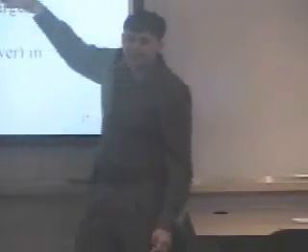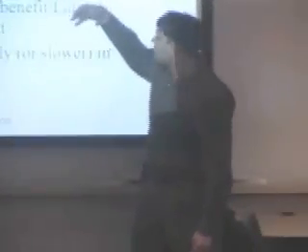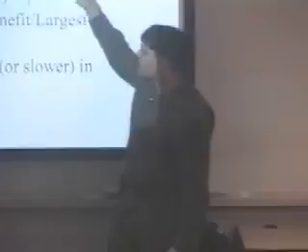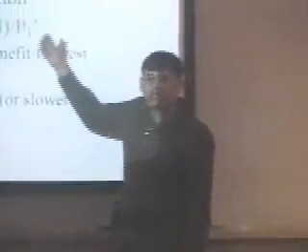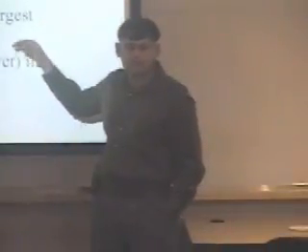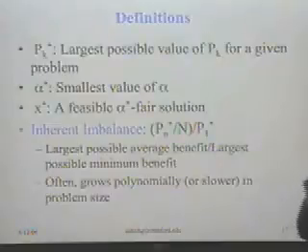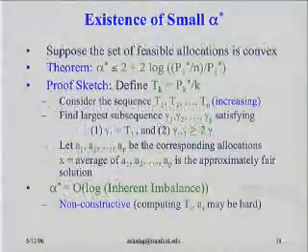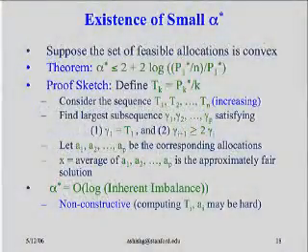So if you're a capitalist economy, you could have given everyone $10. If you're a socialist economy, the poorest person would have gotten $1. So you look at this ratio of 10 to 1, and that's your inherent imbalance. And that comes from the set S. The set S determines what the inherent imbalance is, and this often grows polynomially or even slower in the problem size.